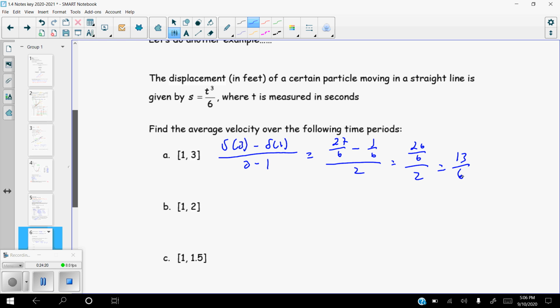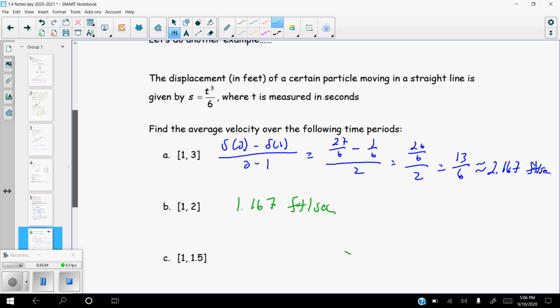Remember, you bring the denominator, which is 2, up, flip it over, and multiply it. And that is going to be approximately, as a decimal, 2.167. And what are we in here? Feet in seconds, so feet per second. Units will become very, very important in this class, so make sure you're good with the units. Traveling at 2.167 feet per second. Okay, if we go between 1 and 2, again, you're going to plug in 2, so s of 2 minus s of 1 over 2 minus 1. Again, I'm not writing all that out. You're going to get 1.167 feet per second.